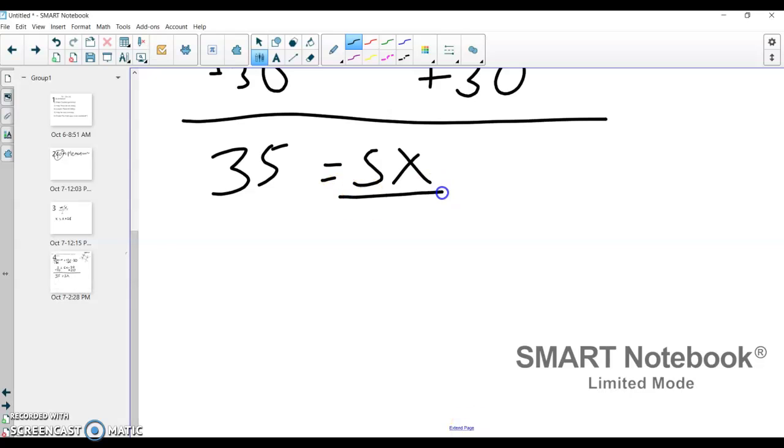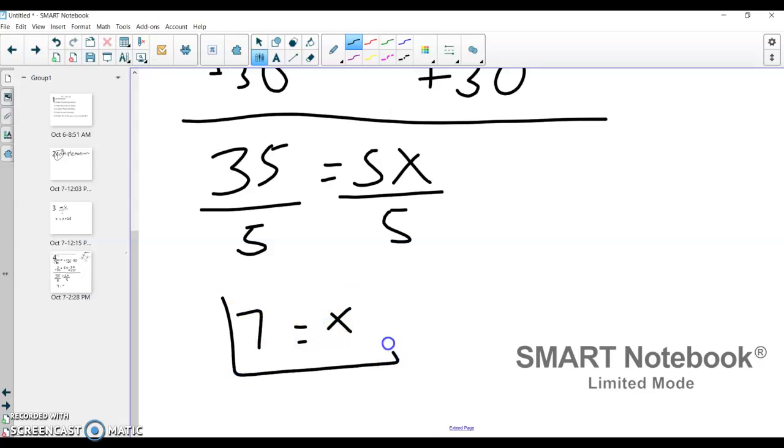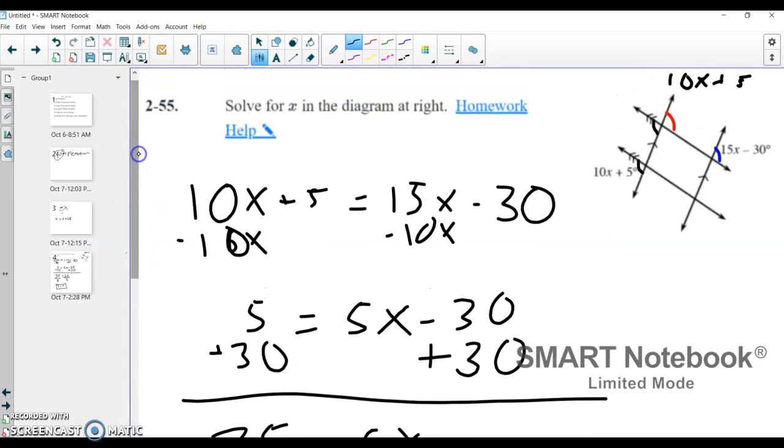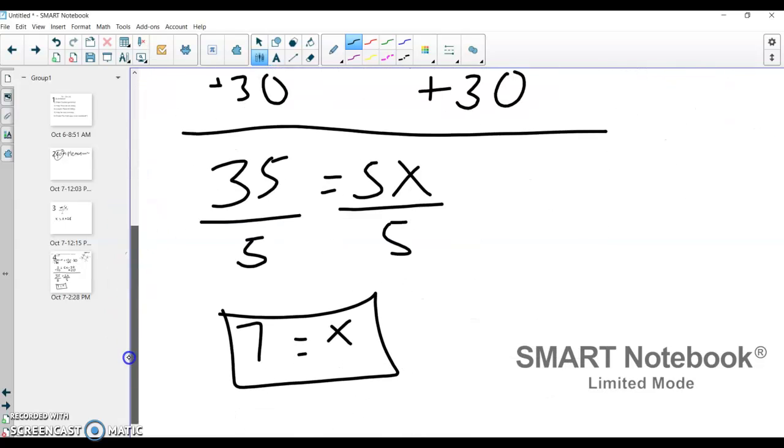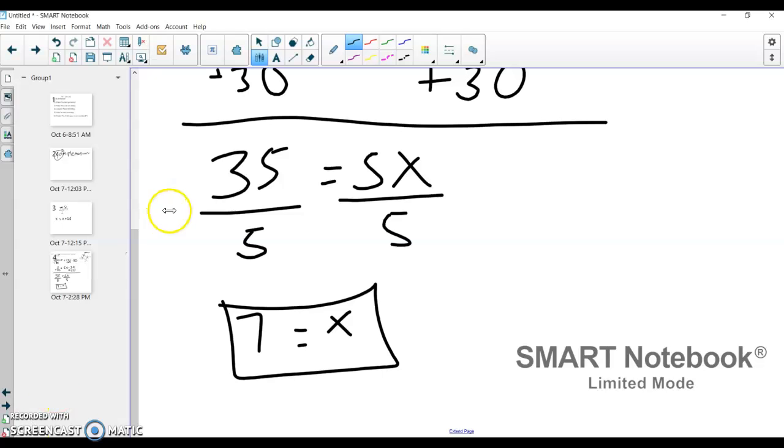And when I divide both sides by 5 here, 35 divided by 5 gives me 7. And I have x equaling 7, which I believe they just want me to find x, and I have done that. And so there's my final answer for that problem.